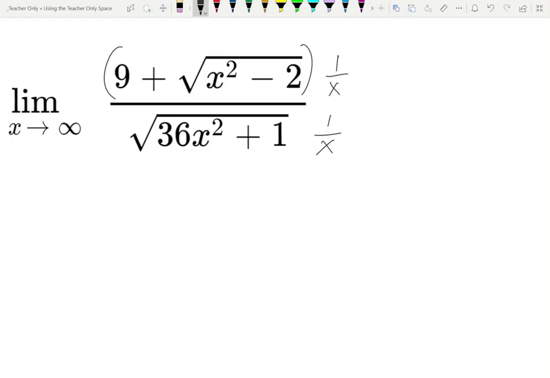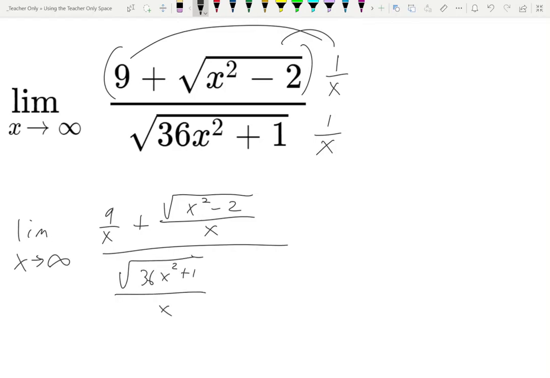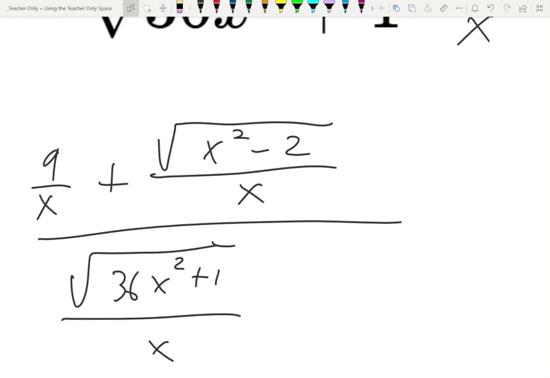Now I'm going to distribute this 1 over x through, giving me the limit as x approaches infinity of 9 over x plus the square root of x squared minus 2 over x, all over the square root of 36x squared plus 1 over x. To eliminate my x's that are trapped inside my square roots, I'm going to need to move this x into the square root. We're going to do that pretty simply. We're literally just going to do a rewrite. We're going to square and square root both of them.